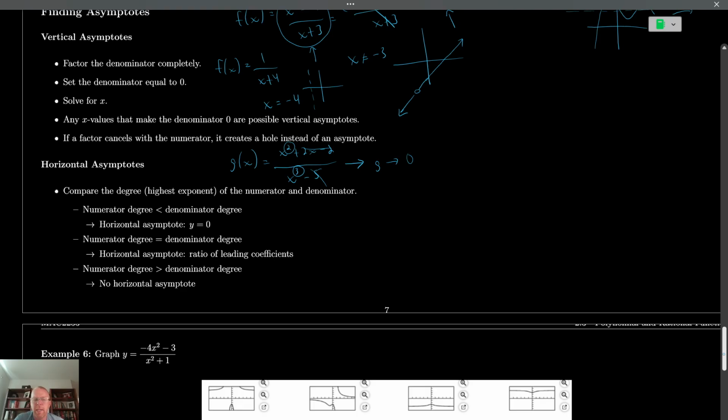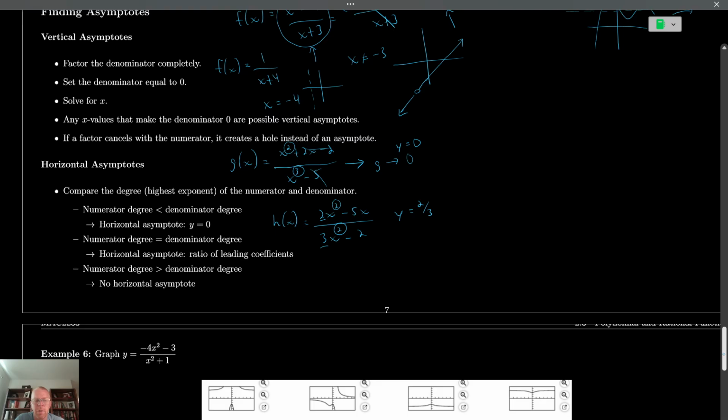If the numerator degree equals the denominator degree, the horizontal asymptote is the ratio of leading coefficients. Let's look at this one. Let's say h(x) = (2x² - 5x)/(3x² - 2). Here we have degree 2 on top and degree 2 on the bottom. So now it's the ratio of the leading coefficients, the ratio of 2/3. So here we have a horizontal asymptote of y = 2/3. And I guess we should say that in the previous example we had a horizontal asymptote of y = 0.